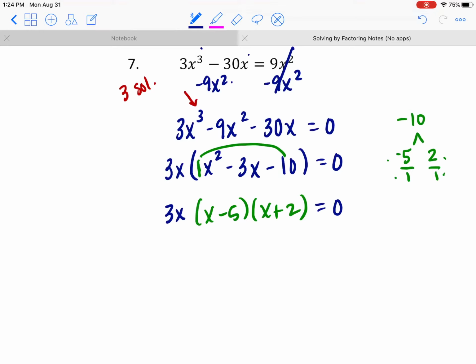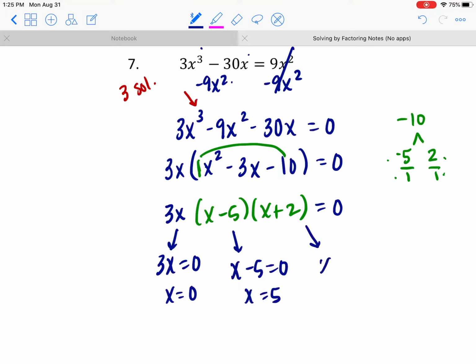So the values of x that make each of those 3 factors equal 0 are going to give us those 3 solutions. So here, what makes 3x equal 0? Well, if I divided the 3 over, 0 divided by 3 is still 0. What makes x minus 5 equal 0 is going to be a positive 5. And what makes x plus 2 equal 0 is going to be a negative 2. So our solutions are x equals 0, x equals 5, x equals negative 2.